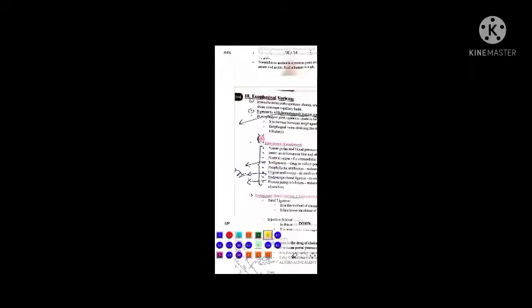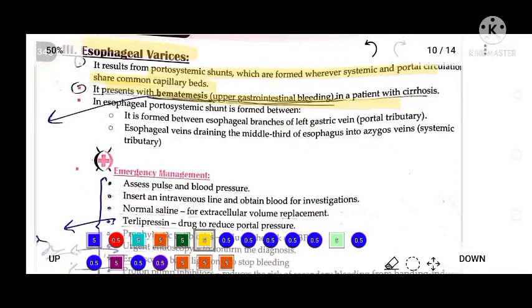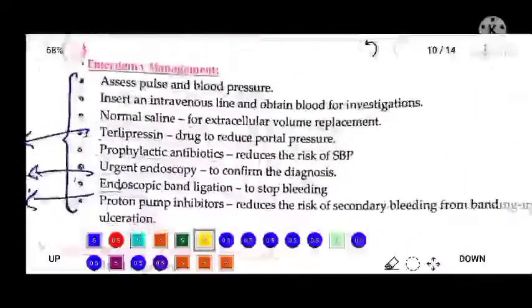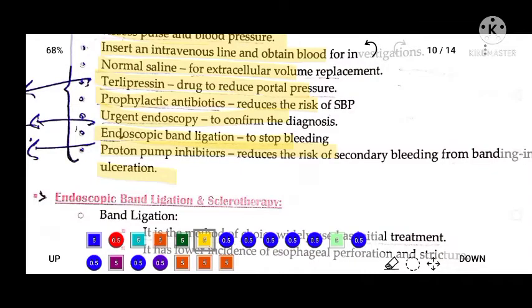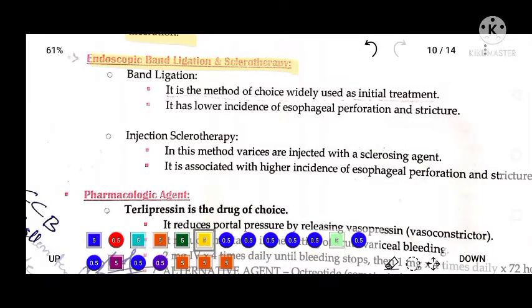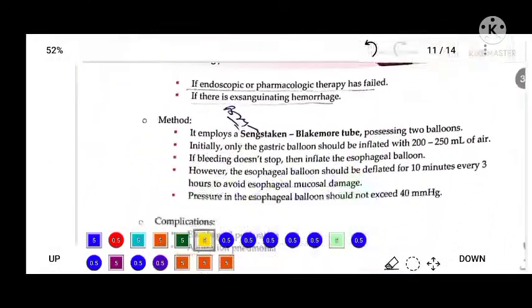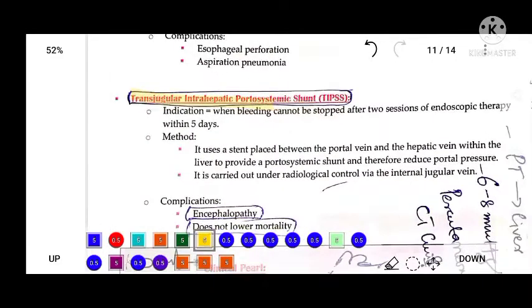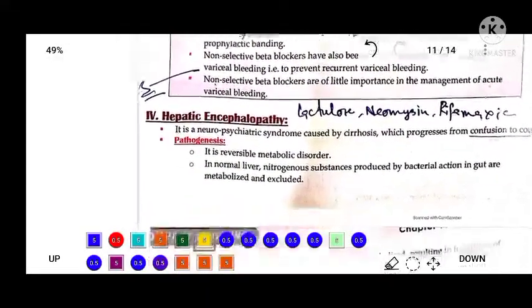Now another is esophageal varices. Esophageal varices is a condition in which portosystemic shunt occurs when systemic and portal circulation share common capillary beds, and it presents with hematemesis, bleeding in the upper GI tract with cirrhosis. Management will be to assess the pulse and blood pressure, insert a large bore IV line, give normal saline, terlipressin, prophylactic antibiotic, endoscopic band ligation, sclerotherapy, and a proton pump inhibitor. Endoscopic band ligation and sclerotherapy are helpful, and the pharmacological agent terlipressin is the drug of choice. Balloon tamponade is also given in this portal hypertension. Transjugular intrahepatic portosystemic shunt is also a surgical management for esophageal varices. So in this way we can manage esophageal varices.